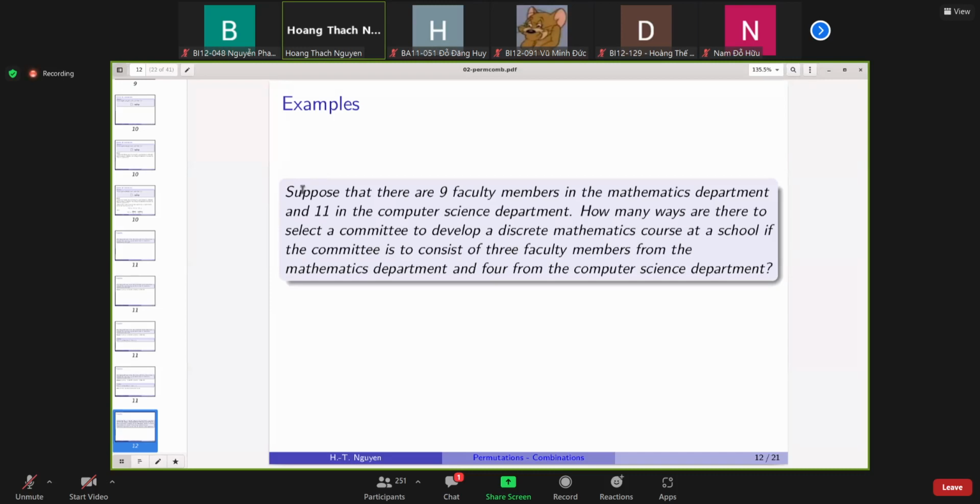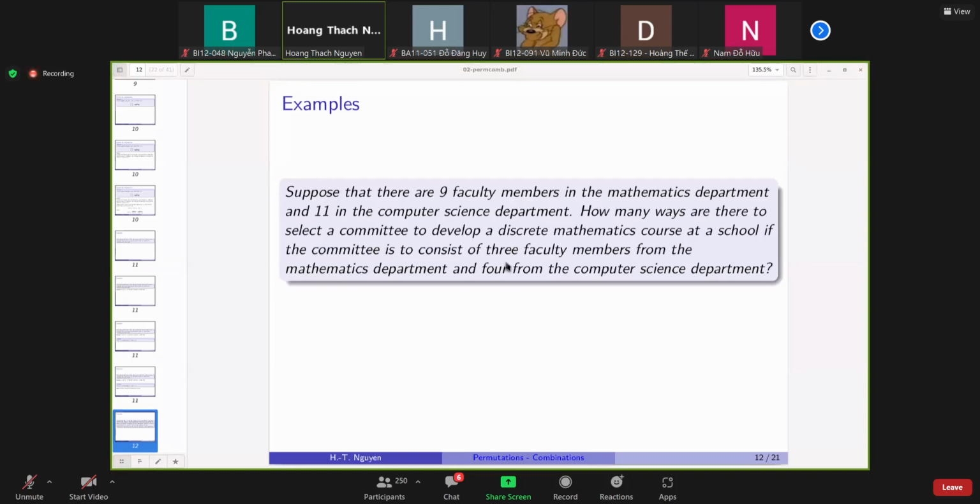Okay, so does anyone have an answer? Here the question is to form a committee consisting of members from the math and the CS departments. So we want 3 teachers from the math department and 4 from the CS department. In how many ways can we form such a committee?